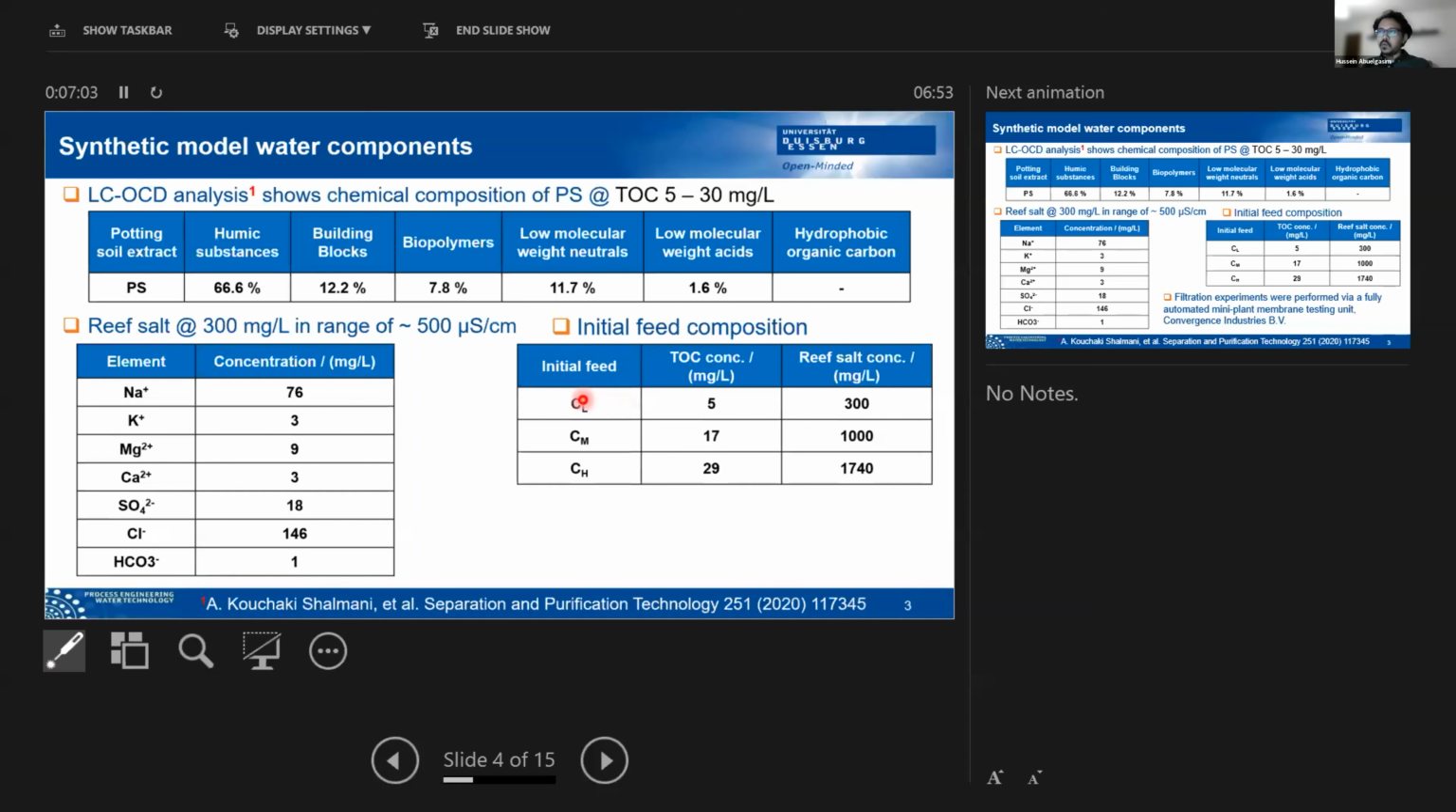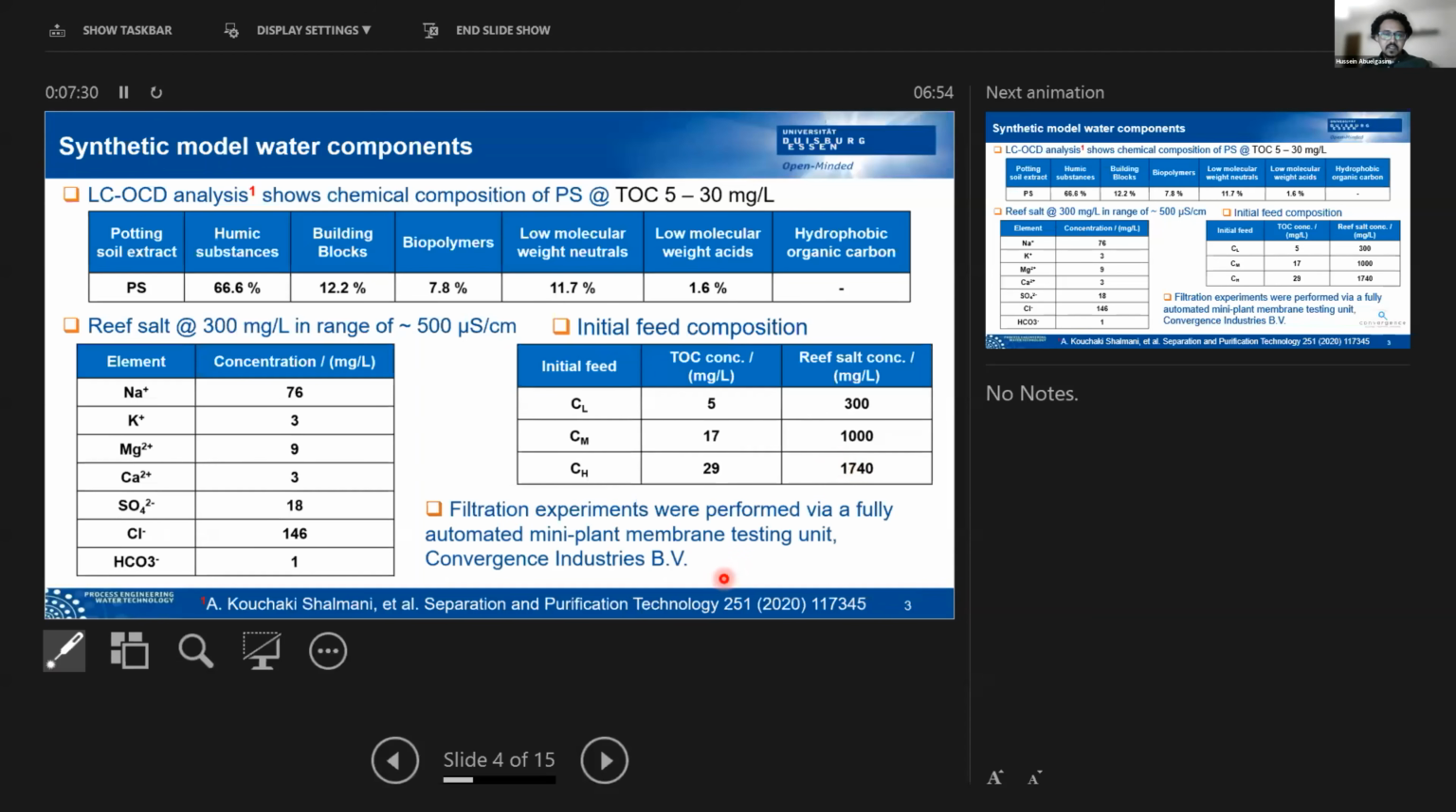So to simplify it, we use 3 different initial feed concentrations, with Cl as a low value, which corresponds to a TOC of 5, and we add reef salt of 300 milligram. The medium concentration, that's why we call it Cl, has 17 milligram per liter TOC and 1000 milligram, or let's say 1 gram, of reef salt. And then the high concentration is 29 milligram per liter TOC, with the reef salt.